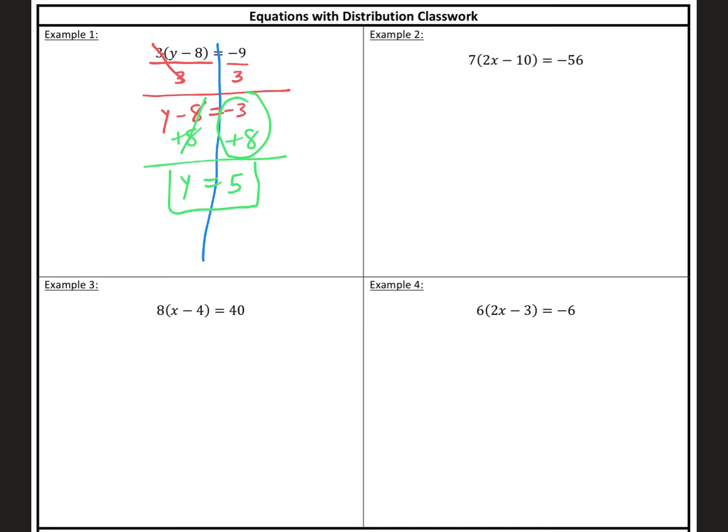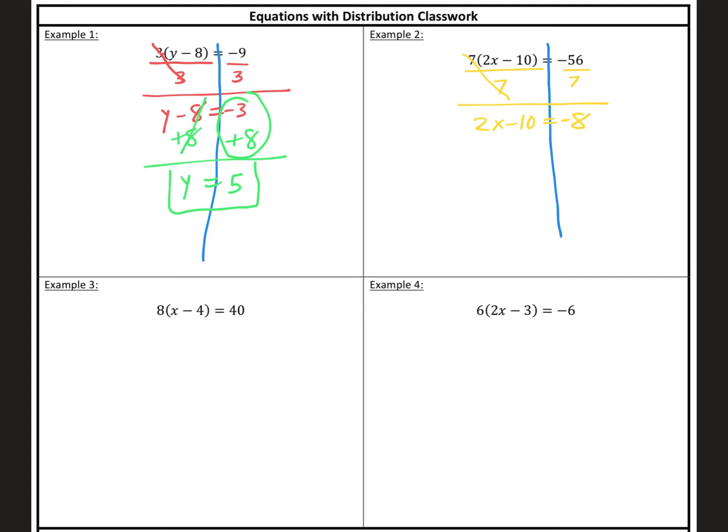All right, example 2, we're going to start the same way. Draw your line through it. We want to get rid of our distribution. So since we're multiplying by 7, we are going to start by dividing both sides by 7. Again, when I do that, my 7's cancel. We're left with 2x minus 10 equals negative 56 divided by 7. Again, you can type that in your calculator, negative 56 divided by 7, and that will give you a negative 8.